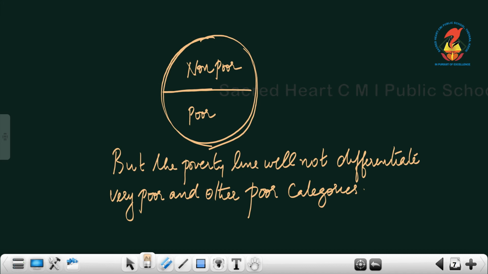Now, I have divided the population of a country into non-poor and poor. So, people below the poverty line, this is the cutoff line. This cutoff line can change accordingly as the number of poor people varies in a country. It can either move up or down. So, this line is known as the poverty line which divides the population into non-poor and poor.